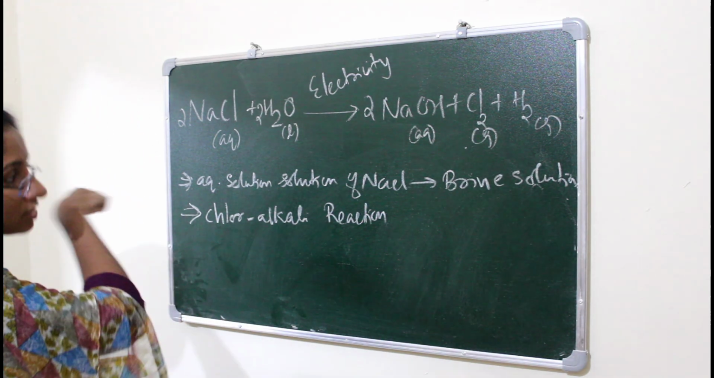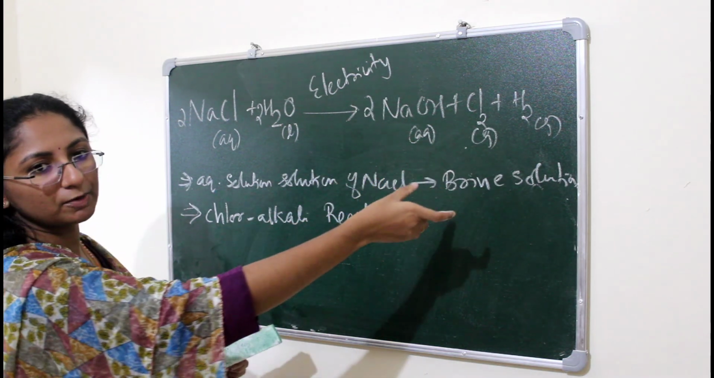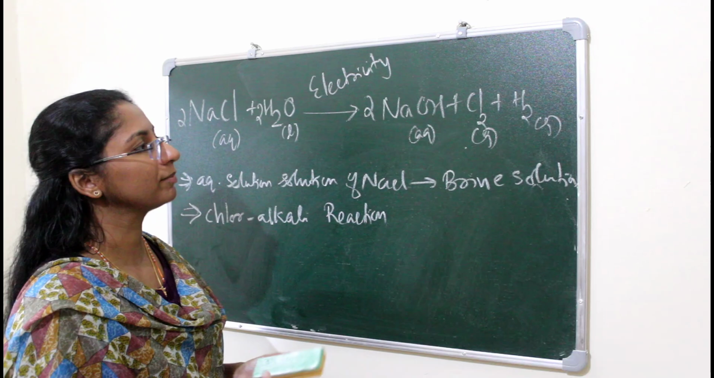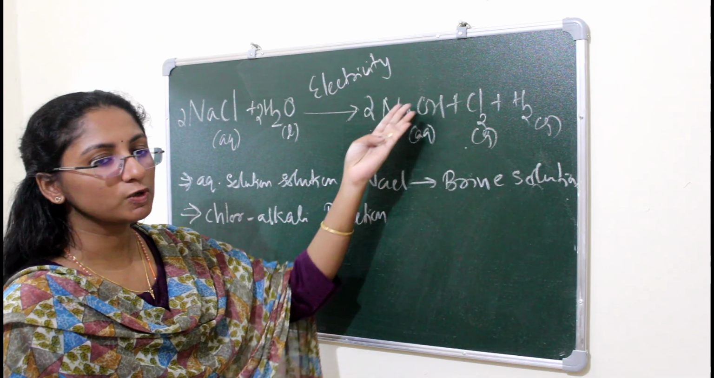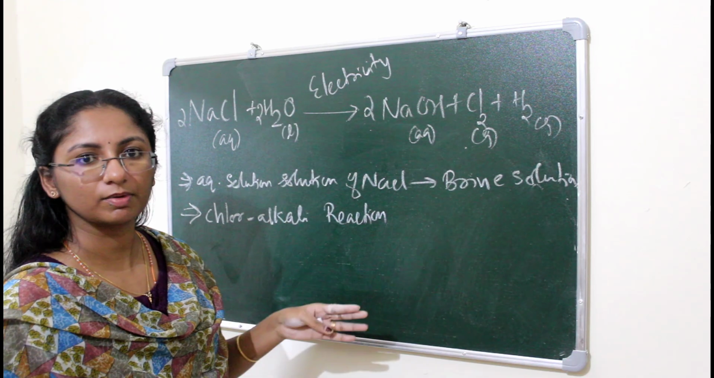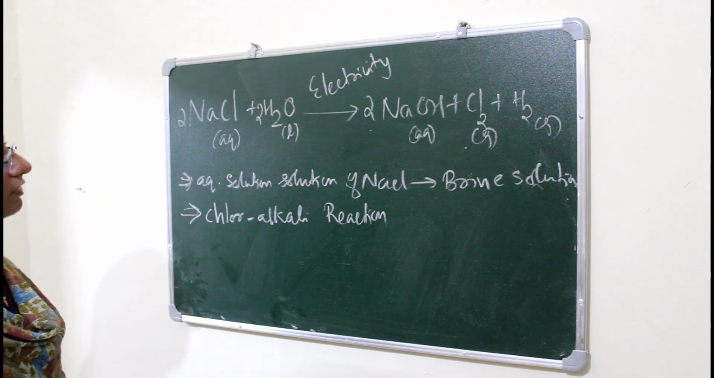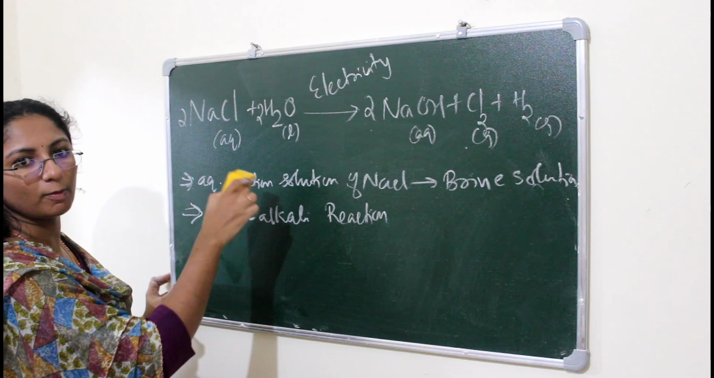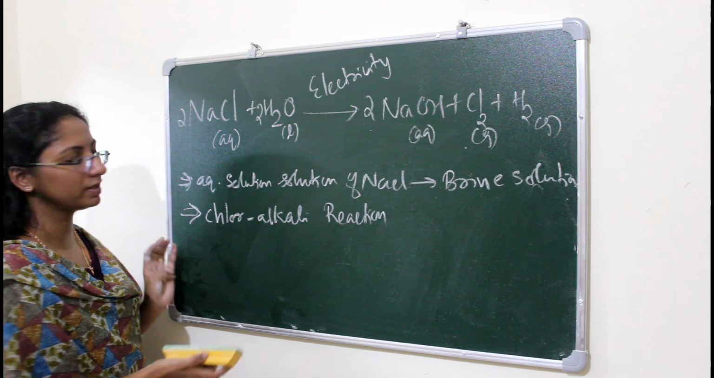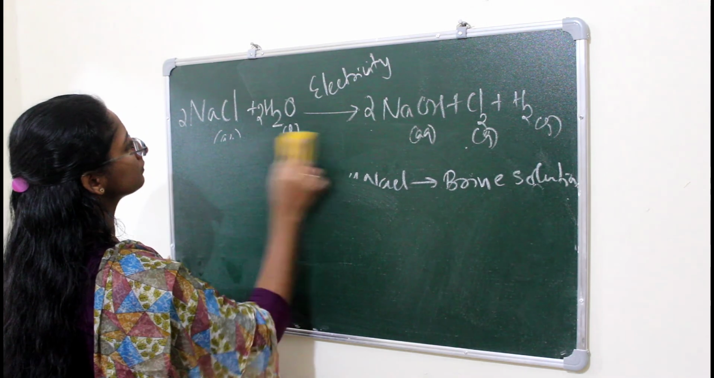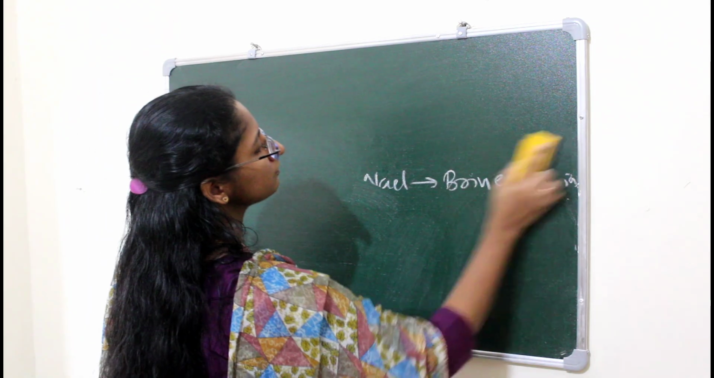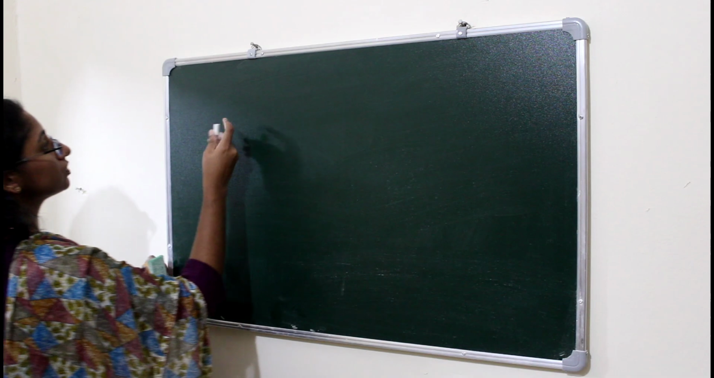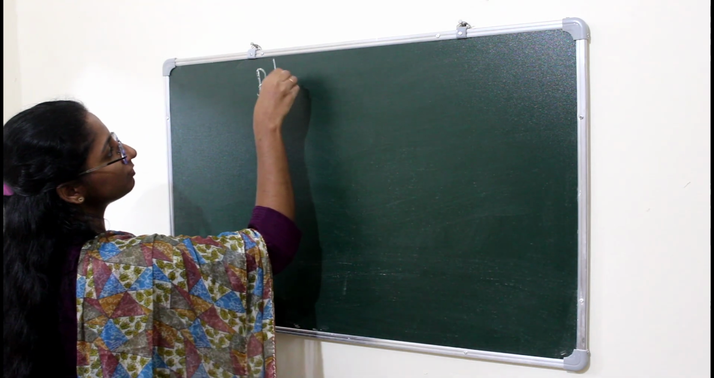So from this sodium chloride we are getting these many products, and they are used for different purposes in our daily life. These products can be used for the preparation of some other chemicals. So let's deal with the chemicals which are obtained mainly from this common salt. We can start with bleaching powder.